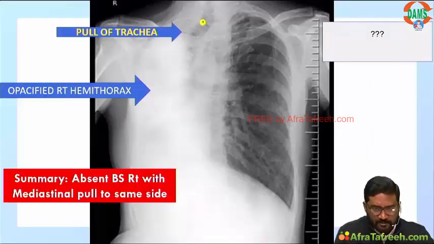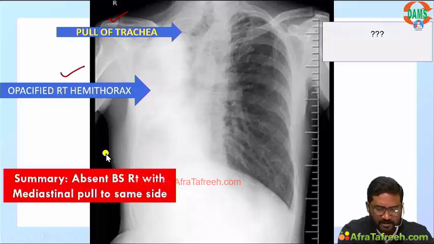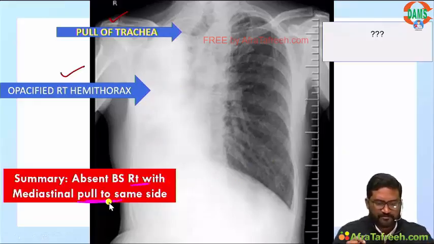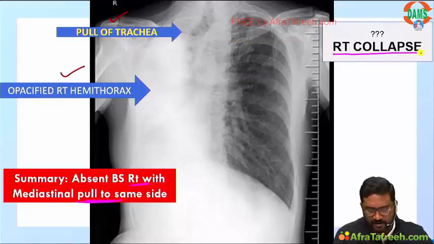There is pull of trachea and you can see opacified right hemithorax. And the summary in the question given is there is absent breath sound with mediastinal pull to the same side. So what should be your answer? What is this? White homogeneous pull. This is a right collapse. So here this is a right collapse. You should be right when you are thinking in terms of collapse.